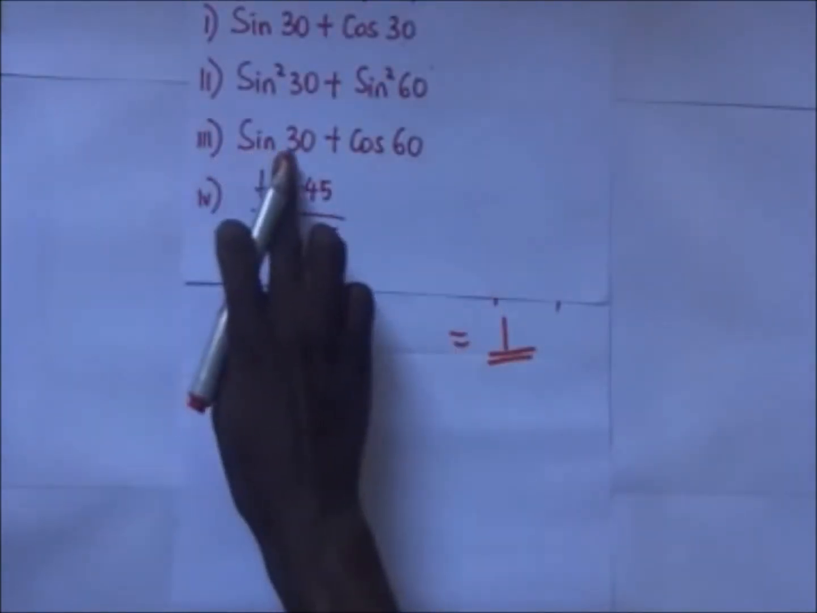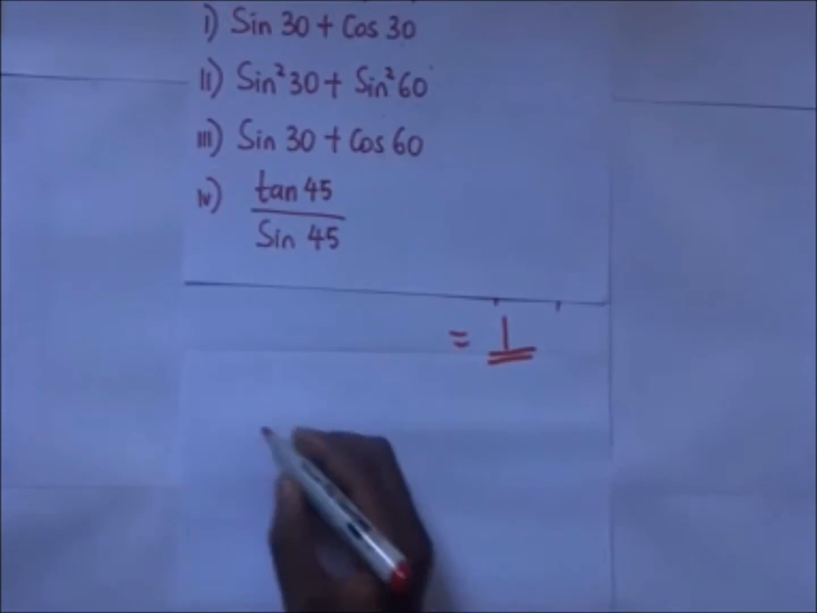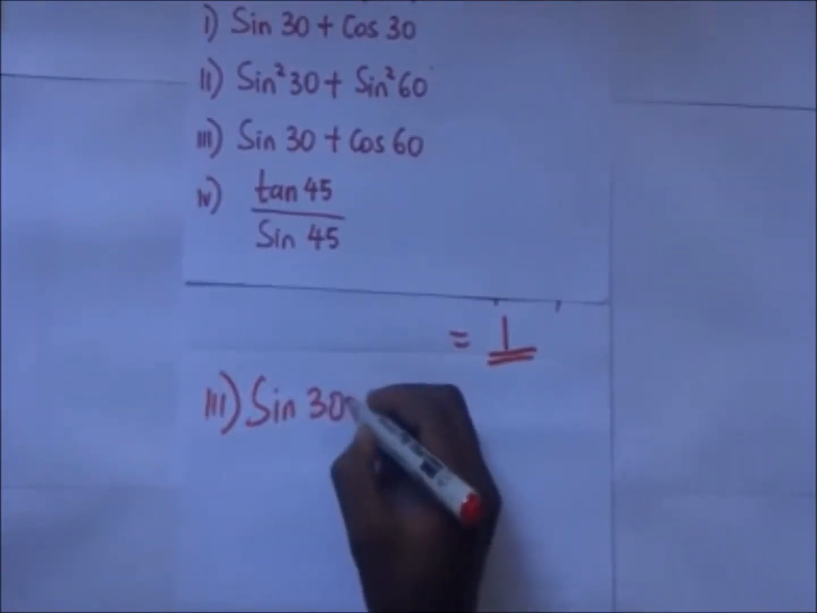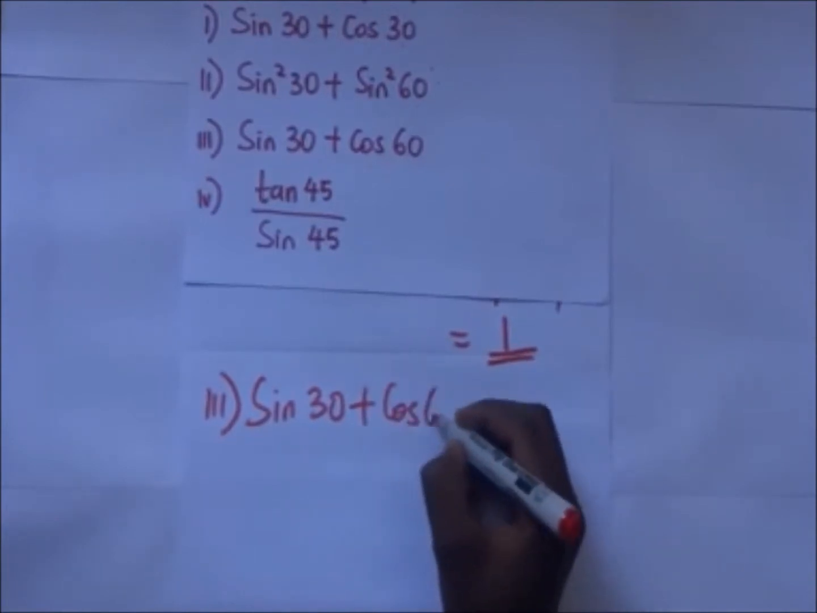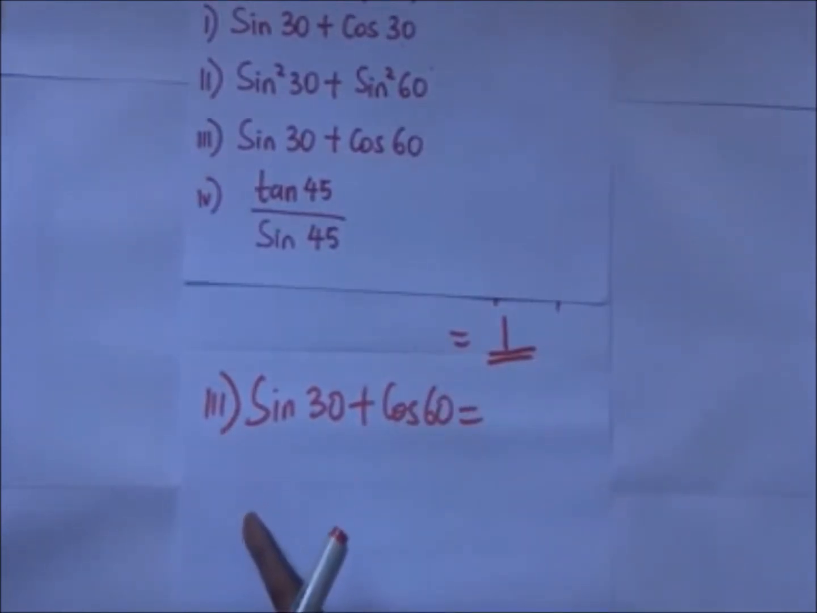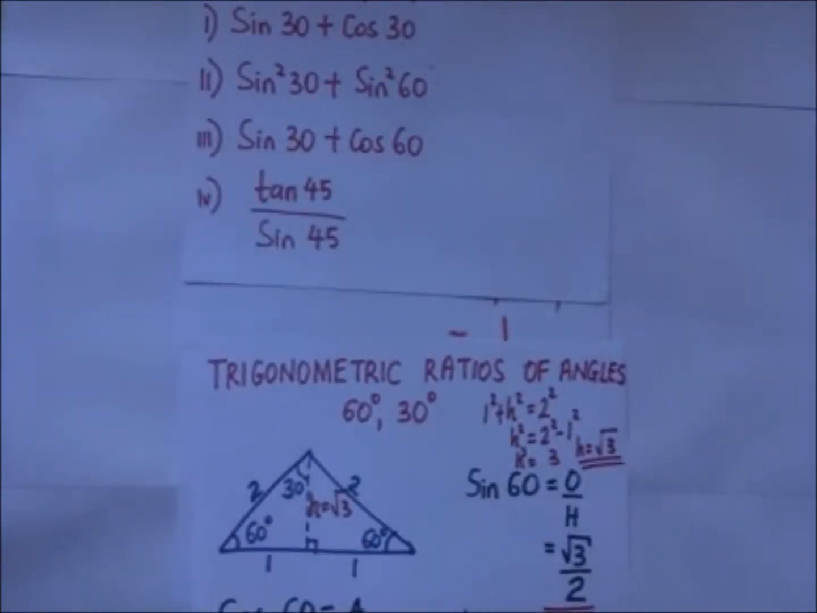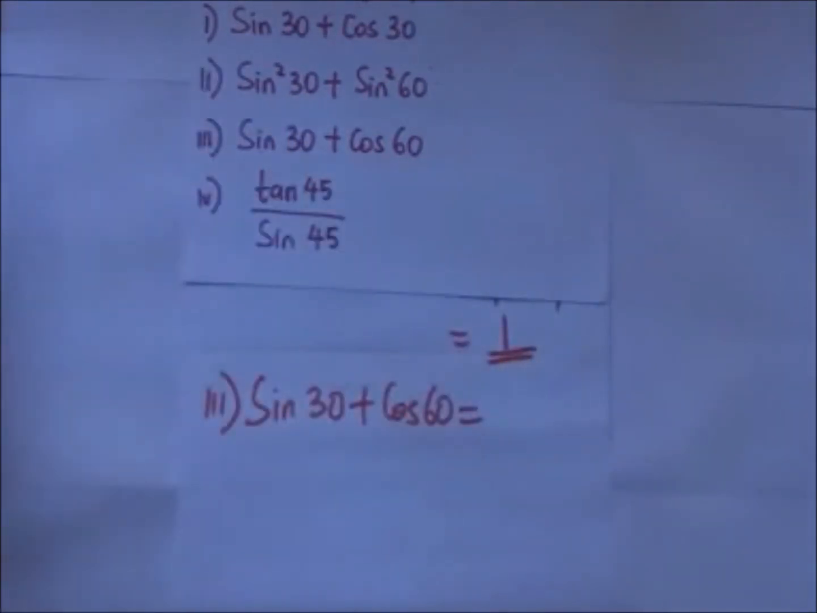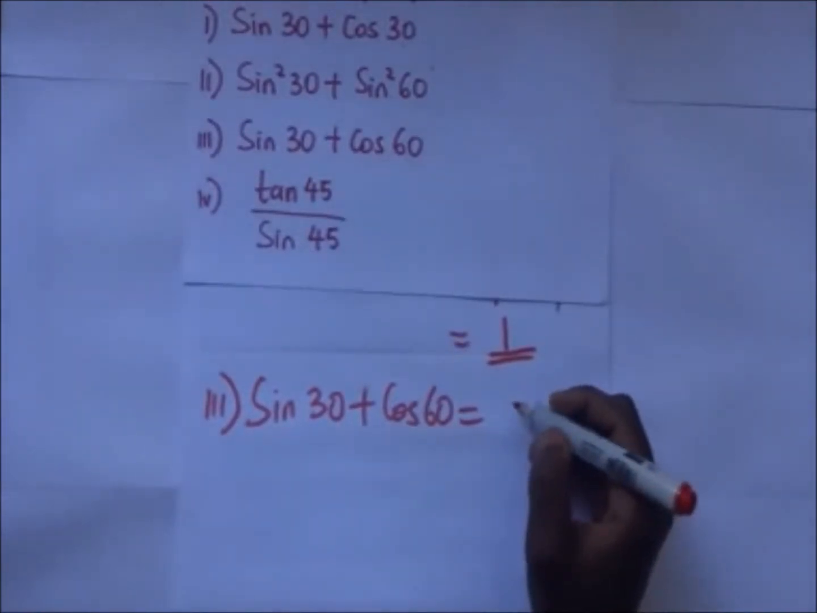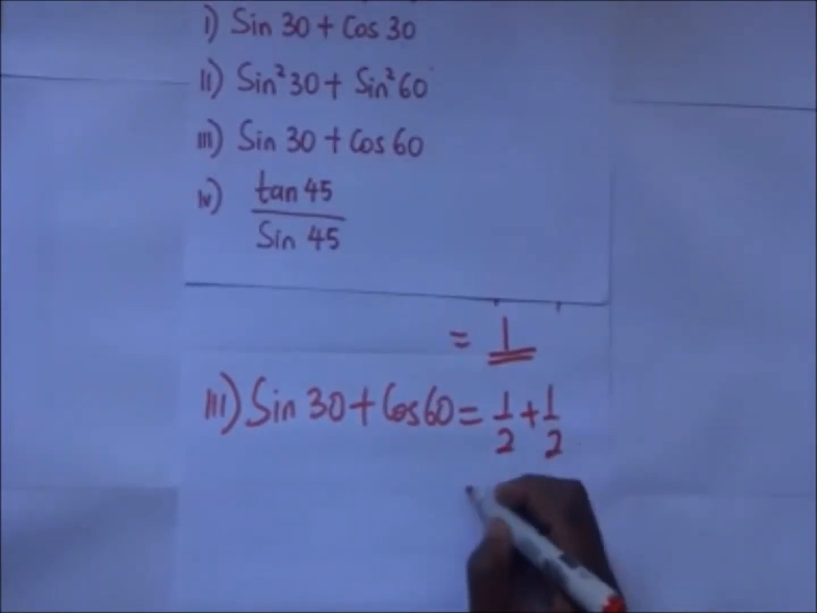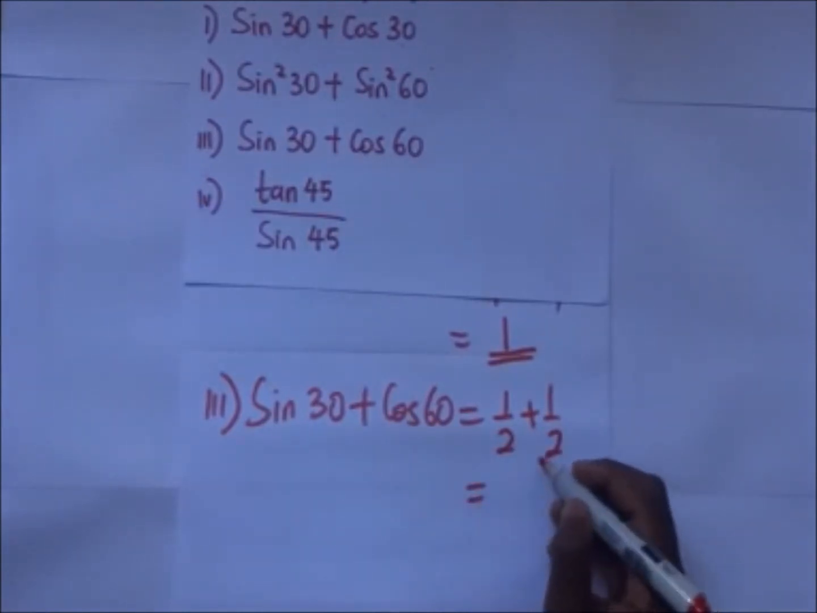Our next question is sine 30 plus cosine of 60. Now for the sine of 30, our sine of 30 is a half. Cosine of 60 is also a half. So it's going to be a half plus a half, and our answer here is also 1.